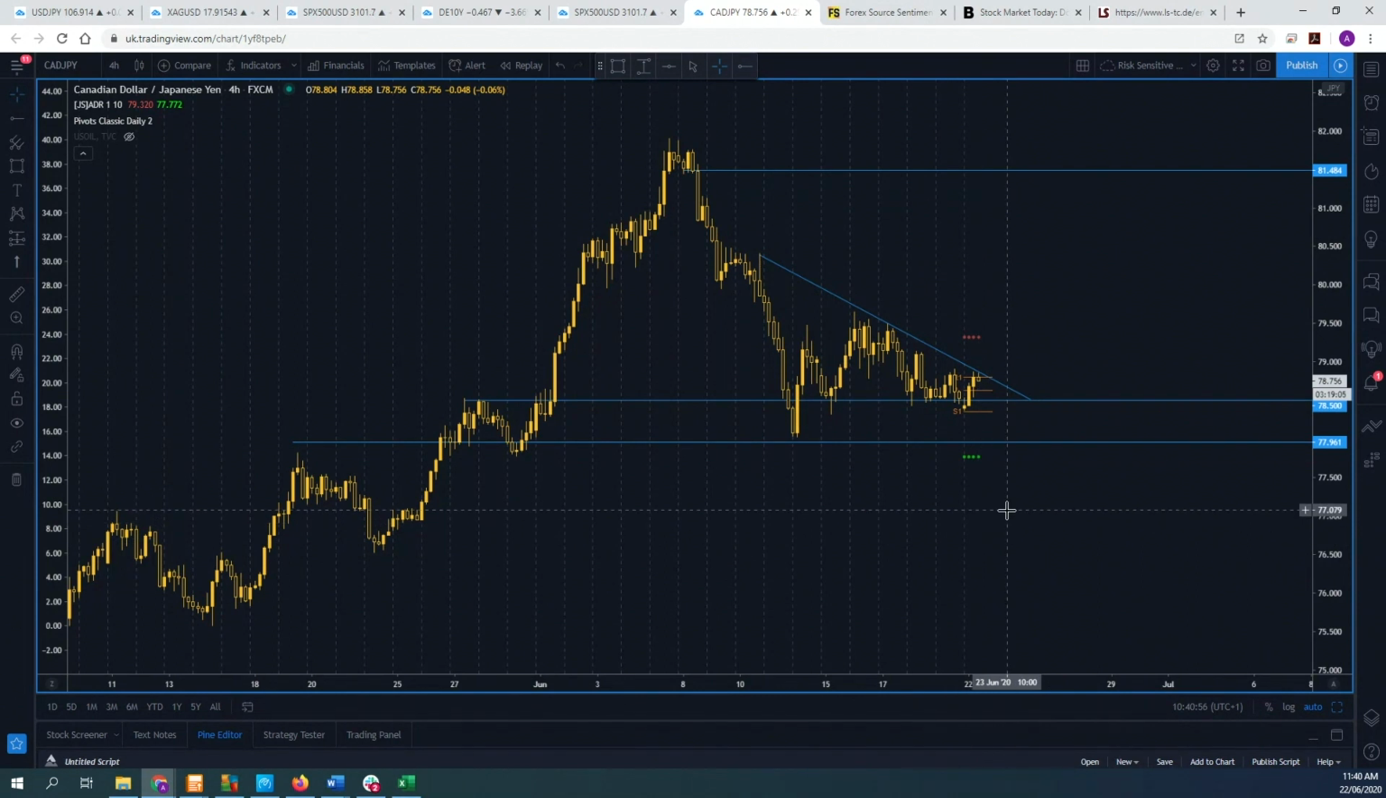Now, there's basically two things you can do. The first one is just taking an arbitrary entry, either at market or with a limit order at 78.50. Now, the great thing about doing that is you normally enter the market more frequently, meaning you often don't miss out on trades because you can get in at that level.